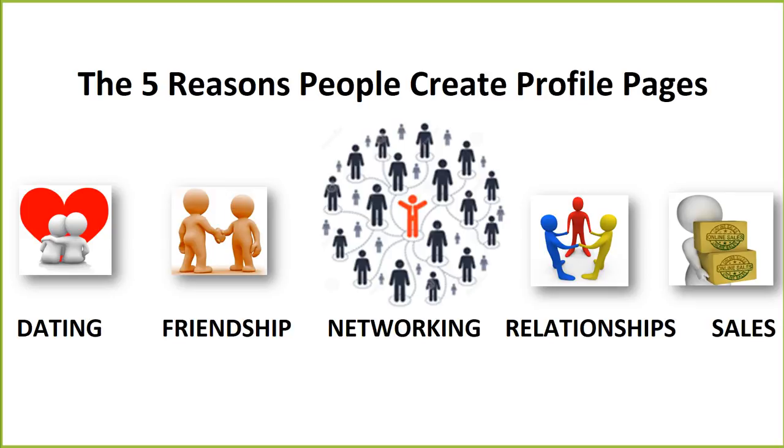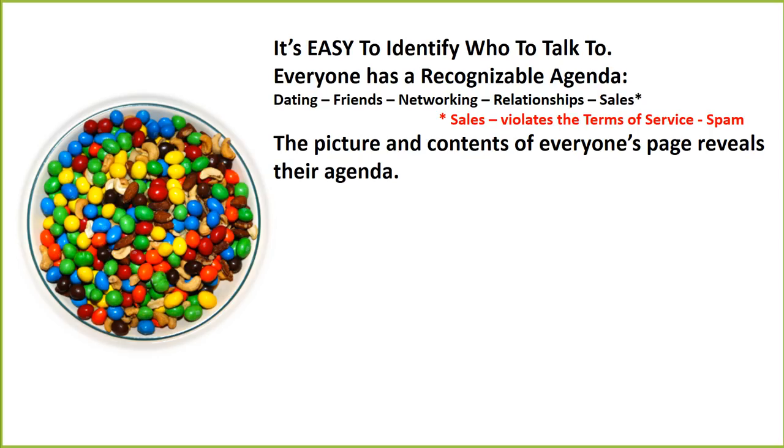They're there to find a date. They're there to connect with friends or make new ones. They're there to network. They're there to maintain relationships with family and friends or make new relationships. And they're there to sell. Now, it's easy to identify who to talk to because everyone's got a recognizable agenda. The picture, the contents of their page, and their activity broadcast loud and clear what it is.